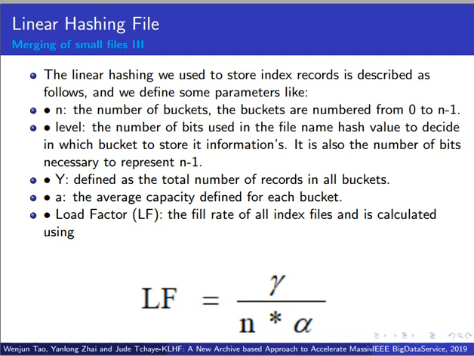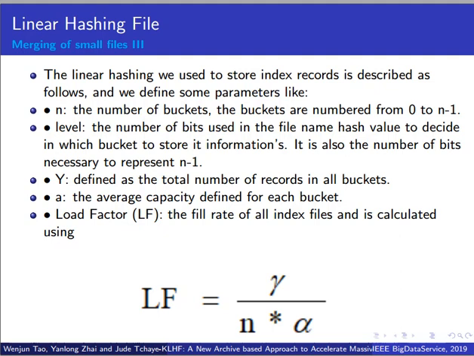As the number of records in index files increases, the buckets are split according to the linear hashing split policy. After all the files are merged, the contents of each bucket in linear hashing are sorted by file name and then written to HDFS. The linear hashing we use to store index records is described as follows, and we define some parameters like n, the number of buckets.